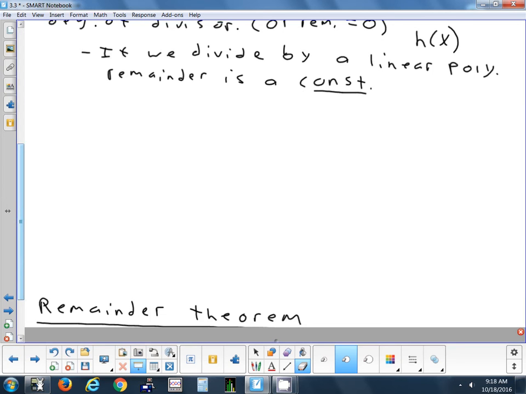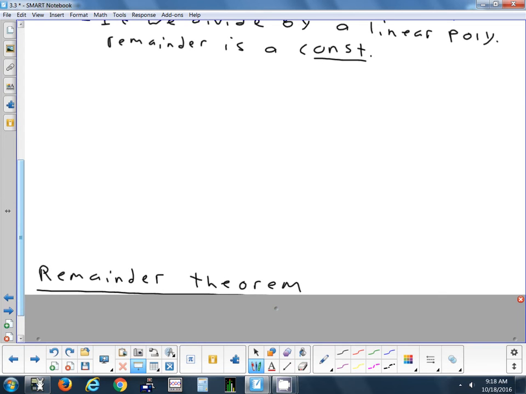Right, so what that leads us to, and your book kind of goes through the proof of why this is true, but we're not really going to go through the proof, is this idea leads us to what's called the remainder theorem. If you divide by something linear, and all you want to know is the remainder, there's a quick way to find it without doing division. It's a really quick way.